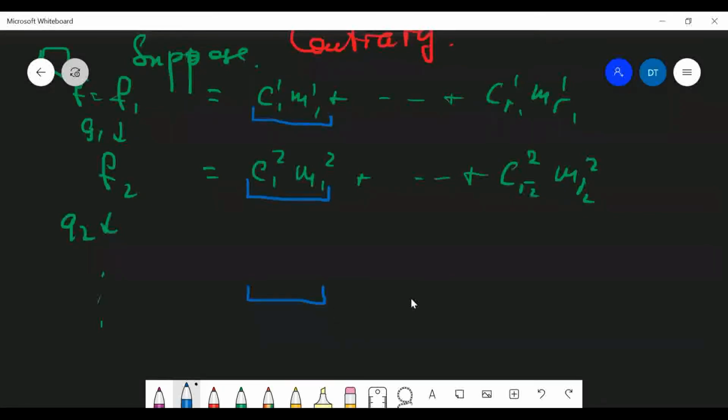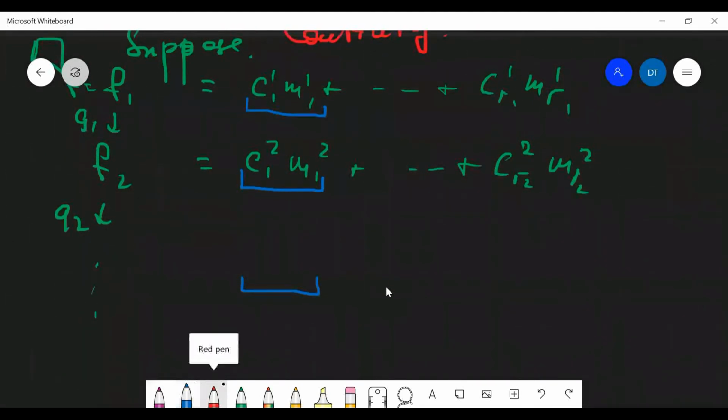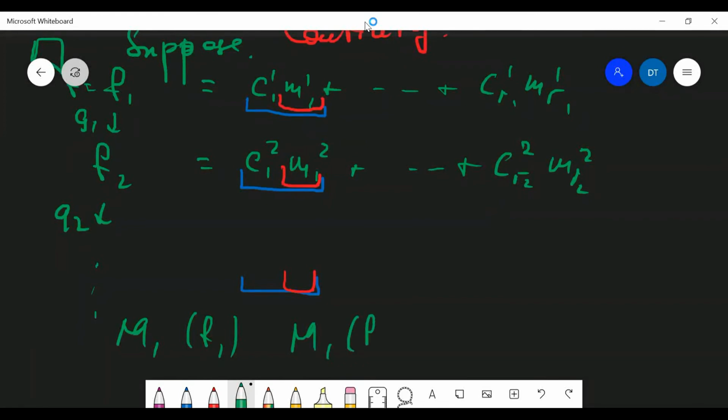Let me be more precise. I'm going to consider the first monomials, not terms, but the monomials. So I want to consider the sequence: the first largest monomial of f1, then the first largest monomial of f2, then the first largest monomial of f3, and so on. My claim is that we have this inequality between the leading monomials.